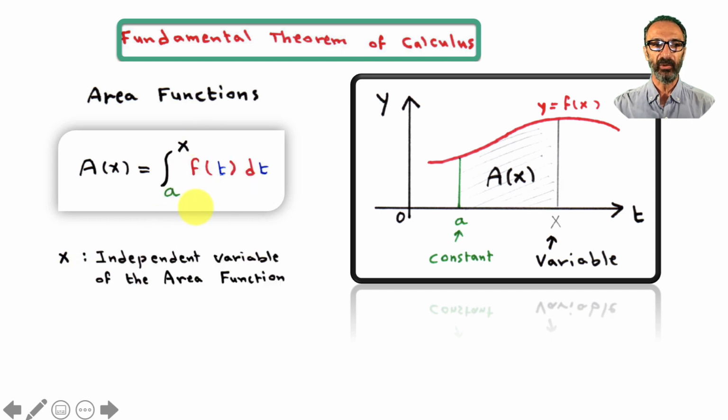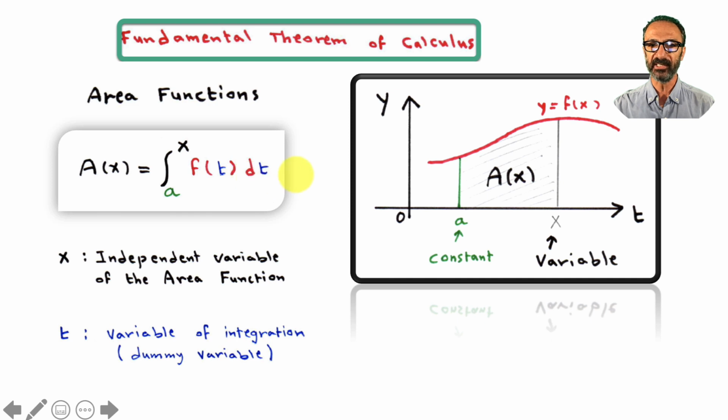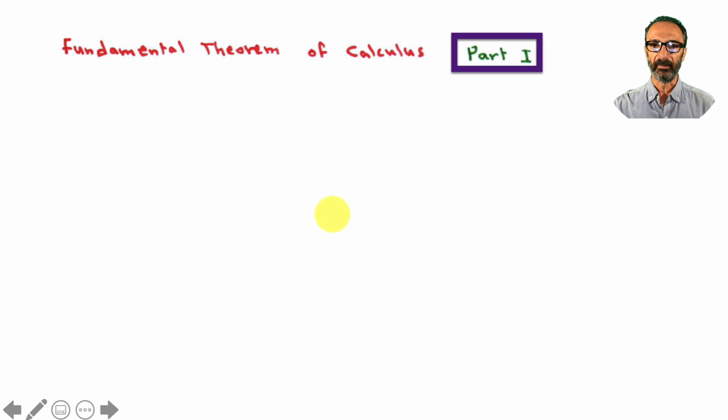X is being called the independent variable of the area function. That's my independent variable, that's a major part. And t will be called the dummy variable, the variable of integration, dt. You could call it dz, you could call it anything you want, but the independent variable is what is up here, which is x. Here's part 1.